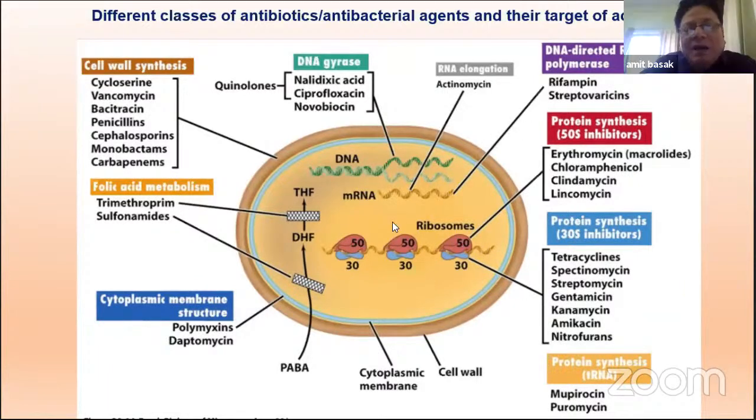Then there are various other targets. You can target the biosynthesis of folic acid. You can target the mRNA. You can target the DNA also, like ciprofloxacin. The DNA replication process can be stopped. So all these are there. There are several targets present which you can exploit in making antibiotics.